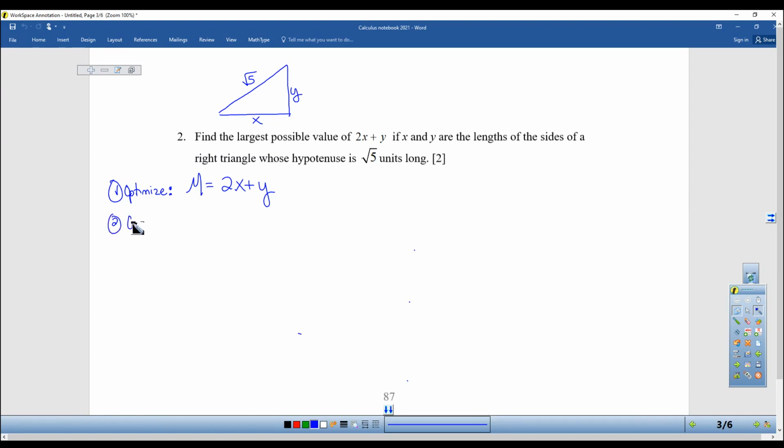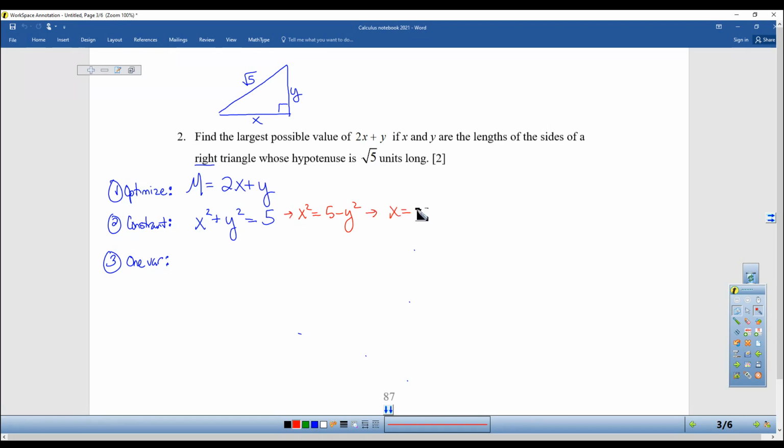Step 2, you need a constraint. So they're being constrained by this triangle. And in that triangle, it's a right triangle. So x squared plus y squared is equal to the square root of 5 squared, which is 5. Step 3, use the constraint to reduce our equation to one variable. So you can pick either x or y, it doesn't really matter. So x squared is equal to 5 minus y squared.